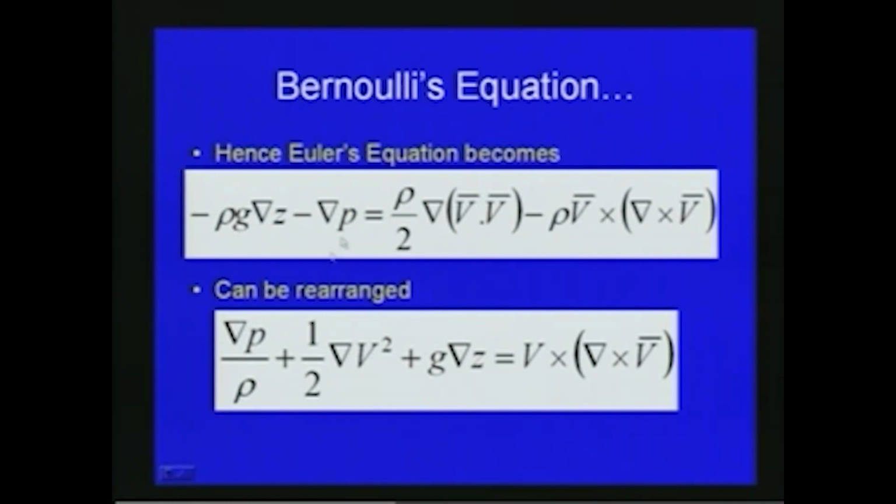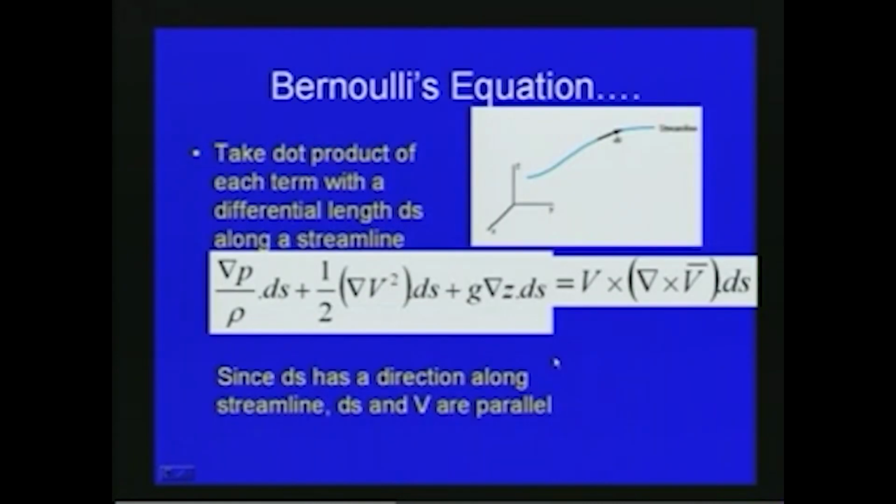This we can rearrange as del p by rho plus half del v square plus g del z, and that is equal to v cross del cross v. So now we are rearranging the Euler's equation to derive the Bernoulli's equation. Now let us consider a streamline like this, as shown in this figure here. If you take the dot product of each term with a differential length ds along a streamline as shown here, this is the streamline.